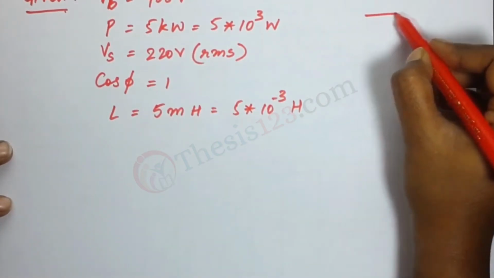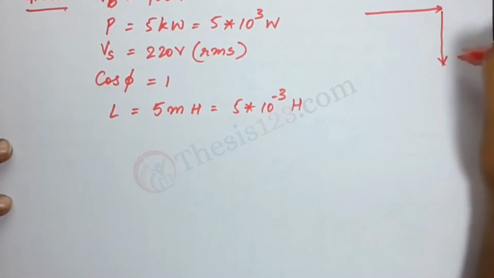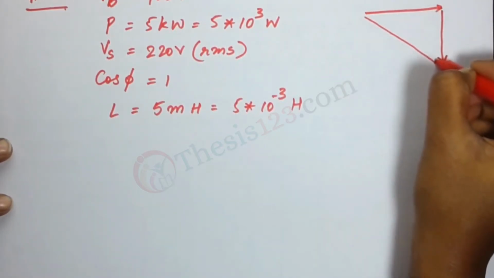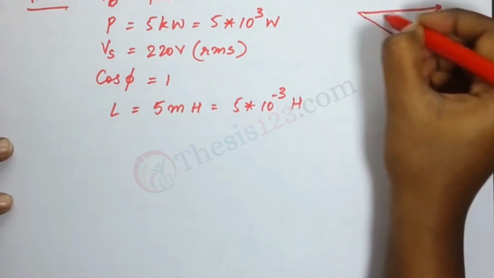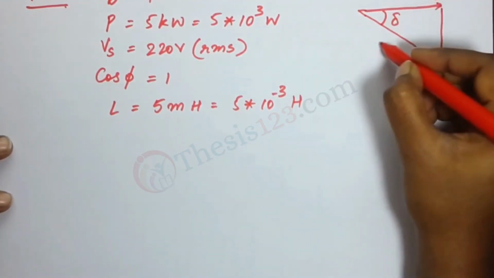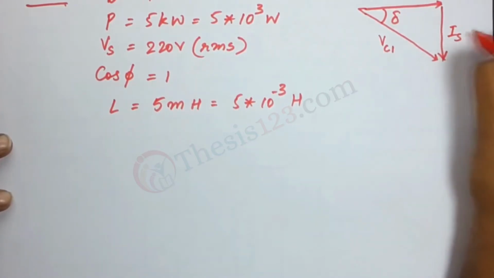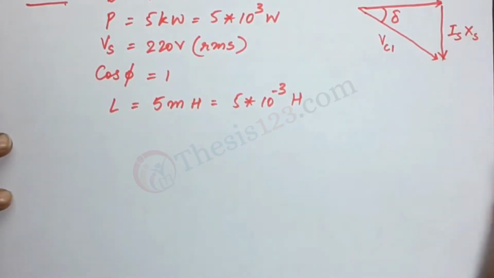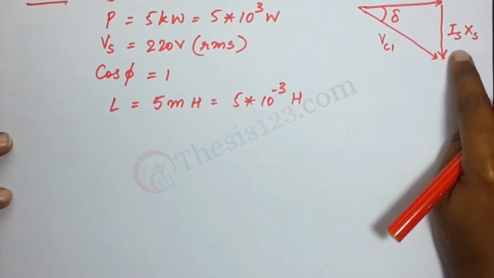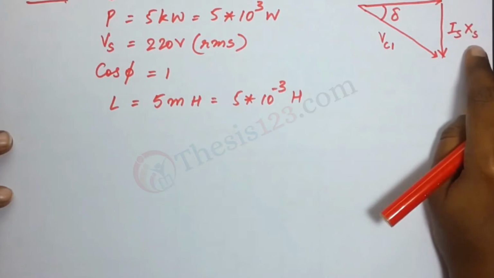So I'll just put down the phasor diagram here. So this is the angle delta. Here is the source voltage and here is the voltage of the converter, RMS. And here we have Is Xs, where this is the source current and the source reactance.